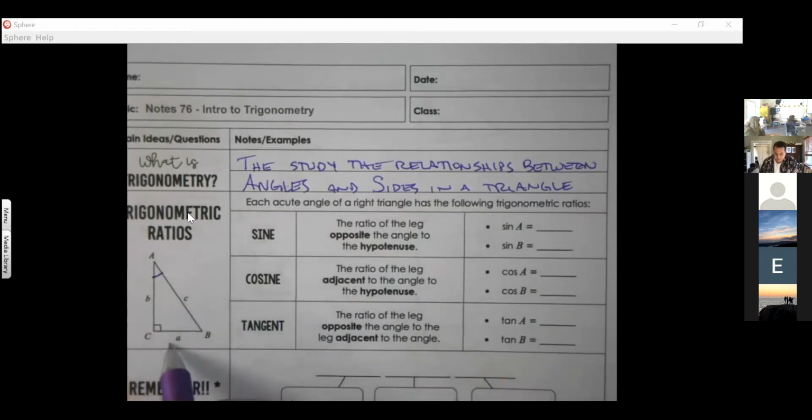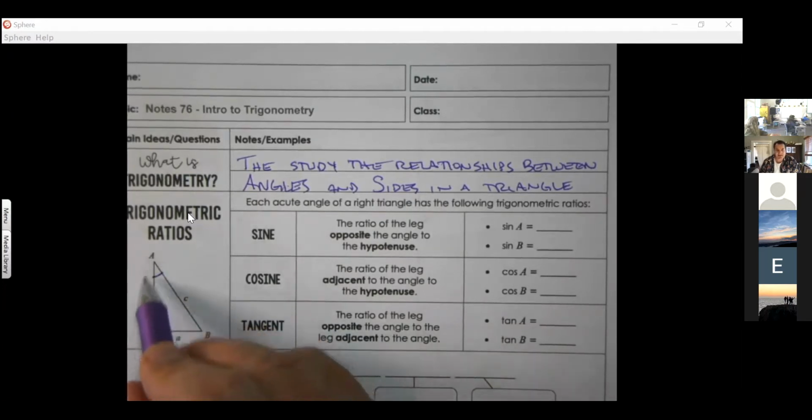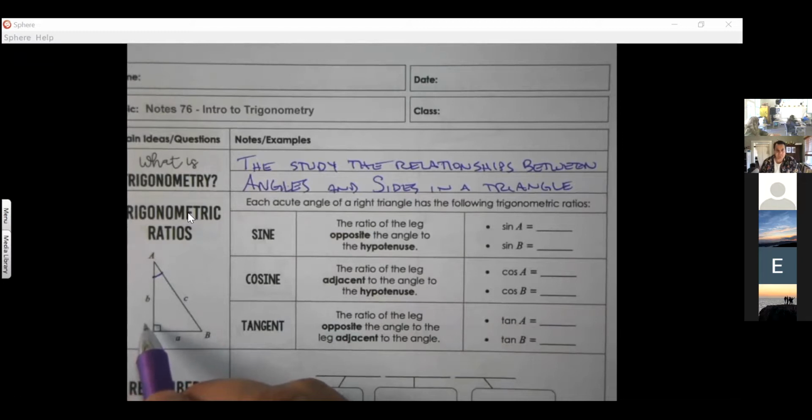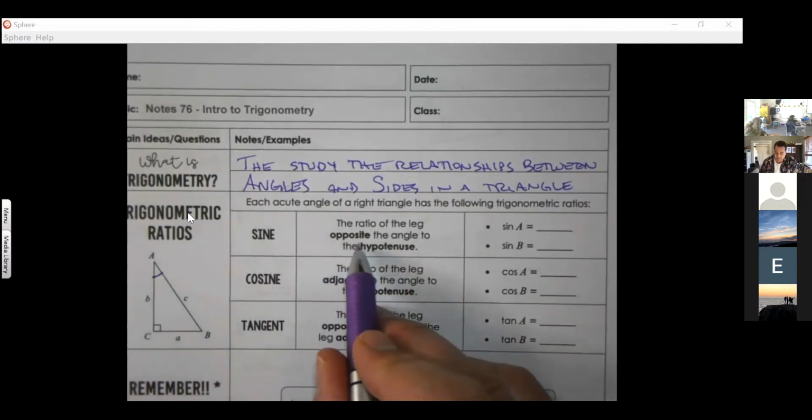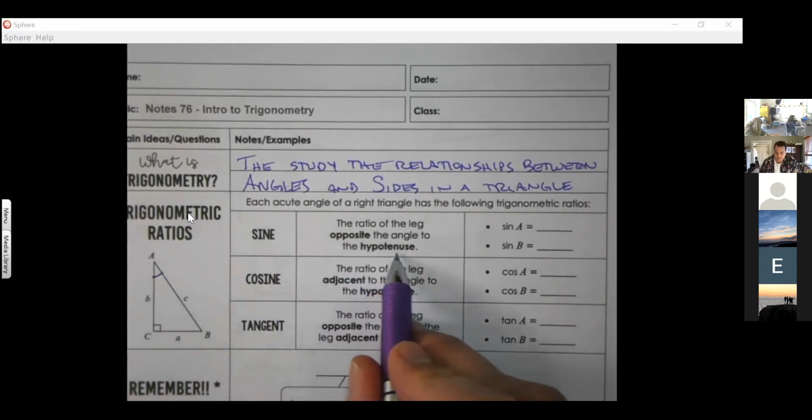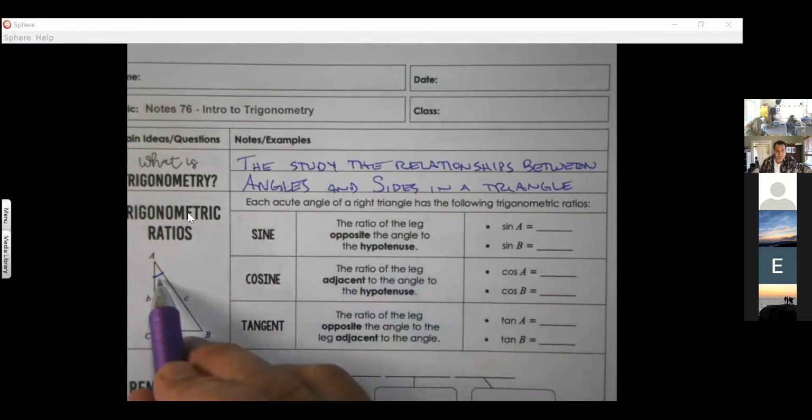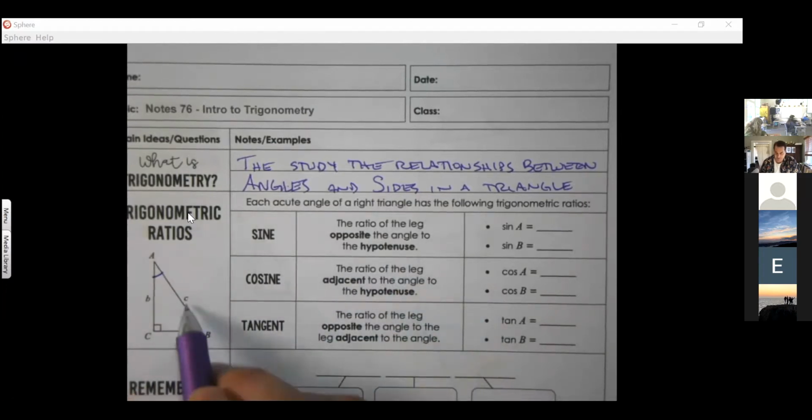relative to that angle A, this side, little a, is on the opposite side of the triangle. C is the hypotenuse. It's always called that because it's opposite the right angle. And B is adjacent to angle A because it's touching. So if the sine is the opposite over the hypotenuse, then the sine of angle A would be A over C.